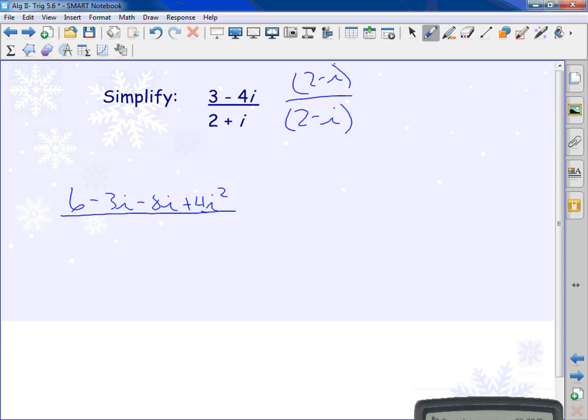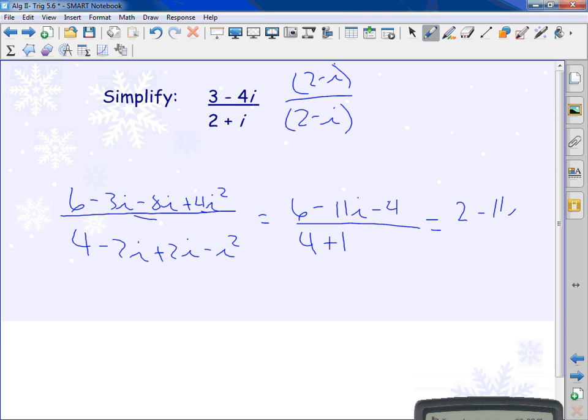On the bottom, now I'm going to simplify the top. 6 minus 11i minus 4. Signs are the same, so I add. On the bottom, 4 plus 1, because i squared means negative 1. Negative times negative is a positive. I'm going to simplify. 6 minus 4 is 2 minus 11i all over 5.